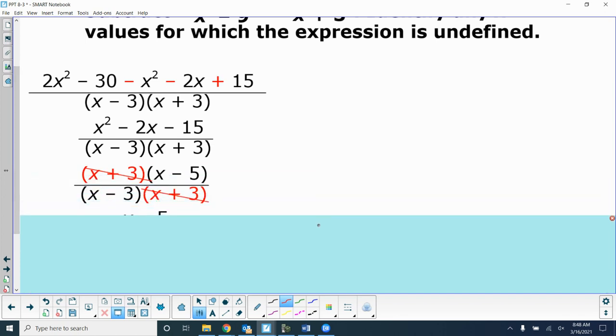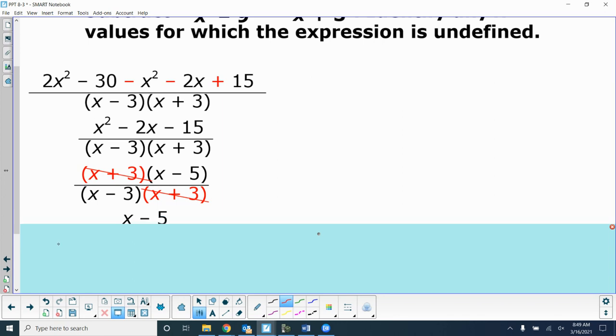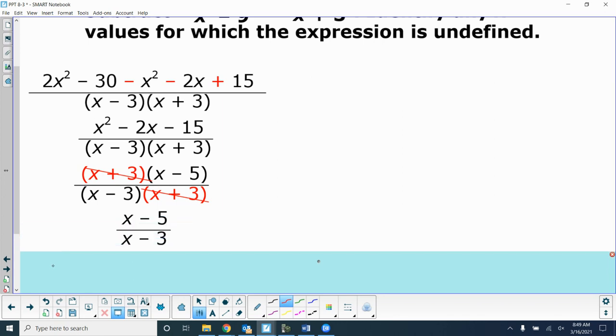It factors to x plus 3 and an x minus 5. Positive 3 times negative 5 is negative 15, and positive 3 minus 5 is the negative 2, right? And you can see now you have an x plus 3 in the top and the bottom. They'll cancel out. So there's my final answer.